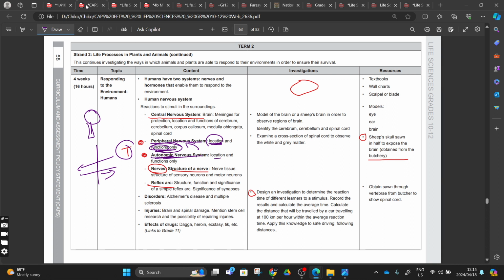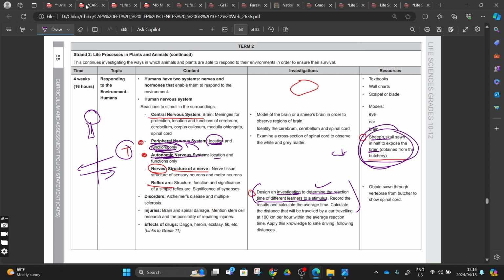Location and function. And then from our CAPS document, we see that we also have to cover a practical: design an investigation to determine the reaction time of different learners to a stimulus. We are going to cover this. And they also need us to do a practical where we open a sheep skull and observe the brain there, the cerebellum, cerebrum and spinal cord, so you understand those parts while we are seeing them live.